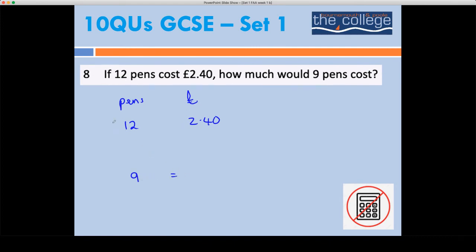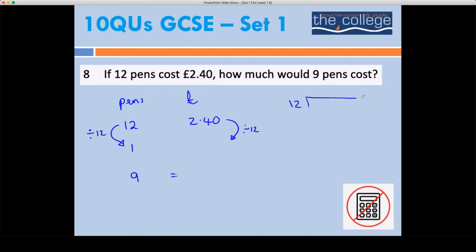Okay, so a nice way of doing this is to think, right, what's the cost of 1 pen? So to get from 12 to 1, I just divide by 12. From any number to 1, just divide by the number you start with. But you've got to do the same on both sides. So divide by 12.